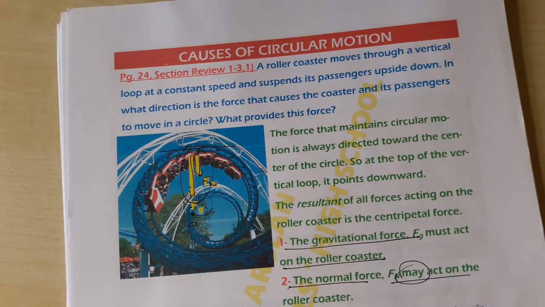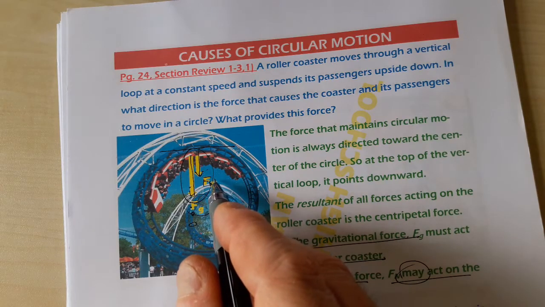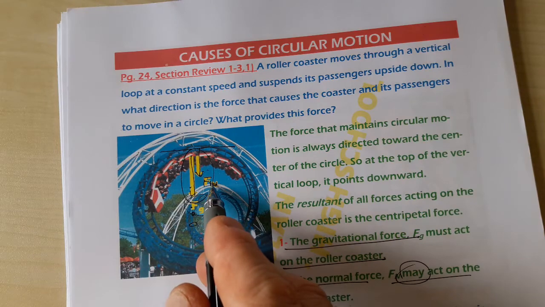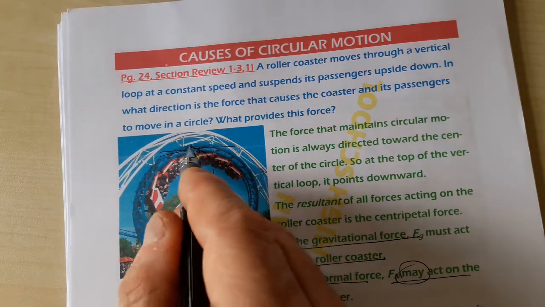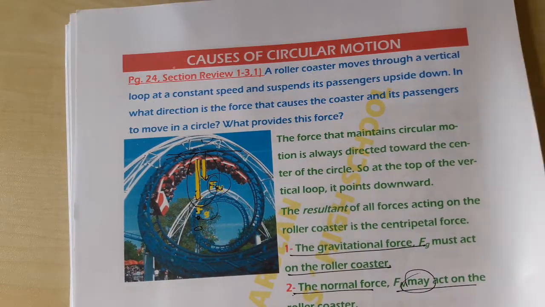I said may act on the roller coaster, depends on the speed. So, if the speed becomes smaller, Fn becomes smaller. If the speed is small enough, Fn becomes 0. It's the minimum speed at which the car can safely move, when Fn is equal to 0.